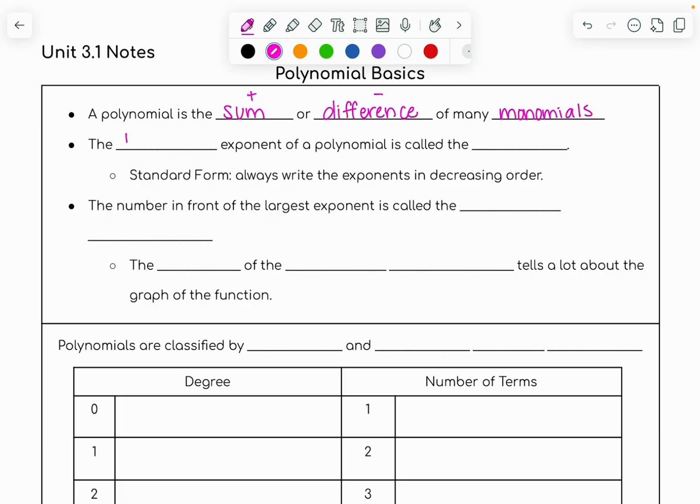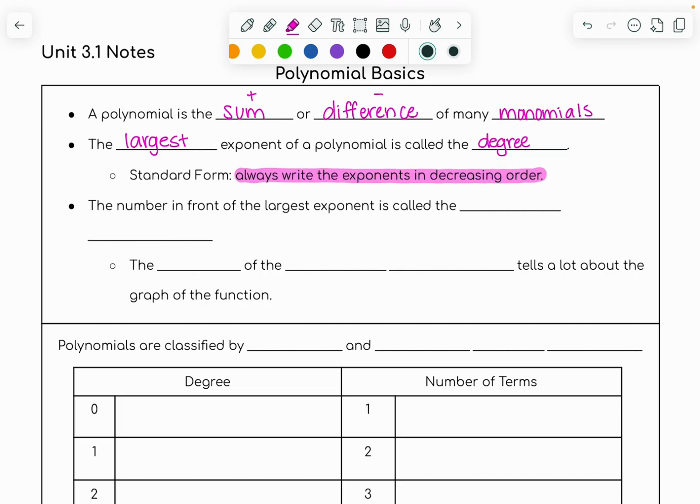The largest exponent of a polynomial is called the degree. So later on, we're going to be asked questions about the degree of the polynomial. And the way that we find this is by looking at which one is the largest exponent. So when we talk about standard form, we also talk about the fact that this is writing the exponents in decreasing order, which we will be practicing as well.